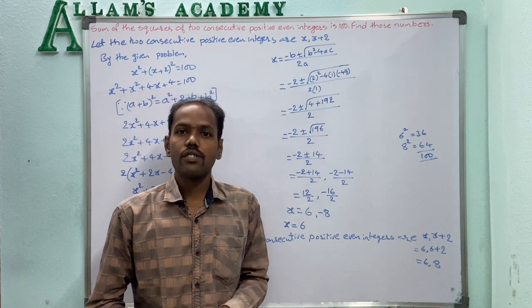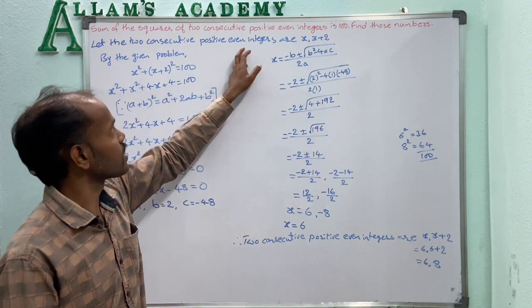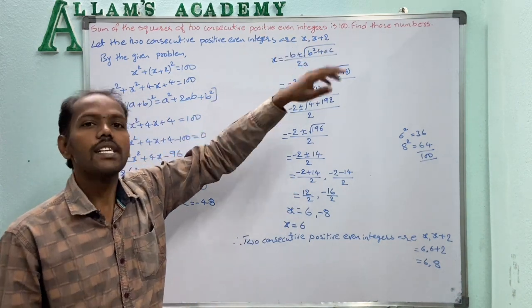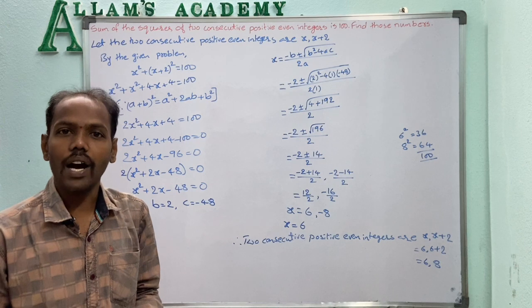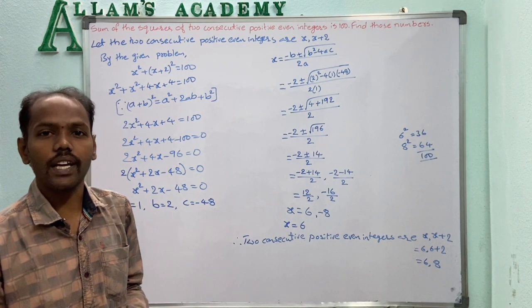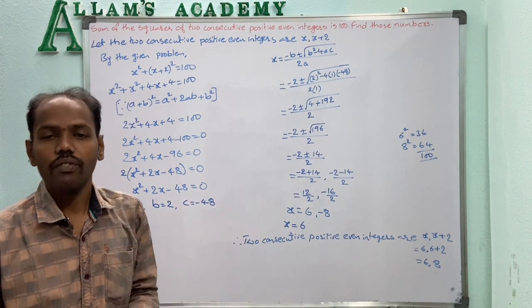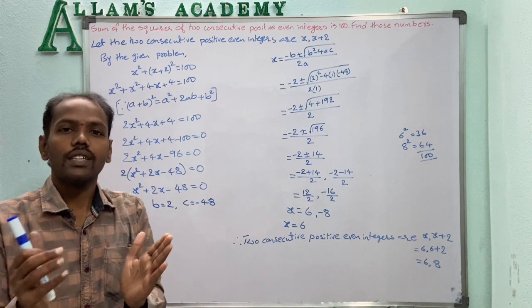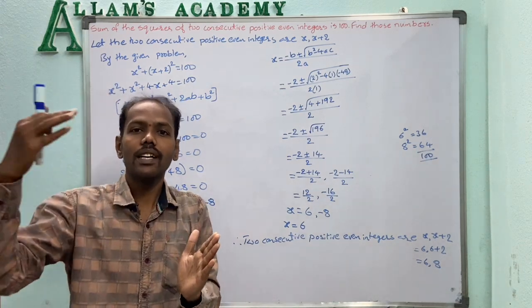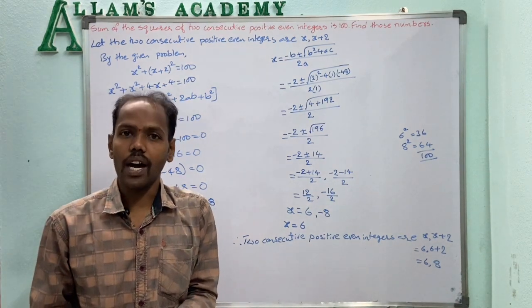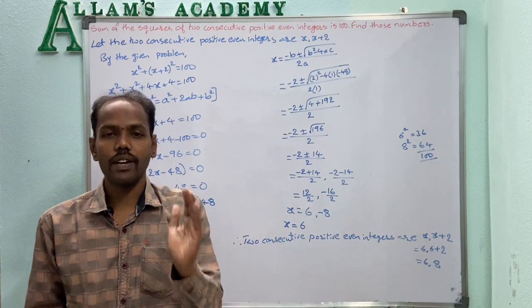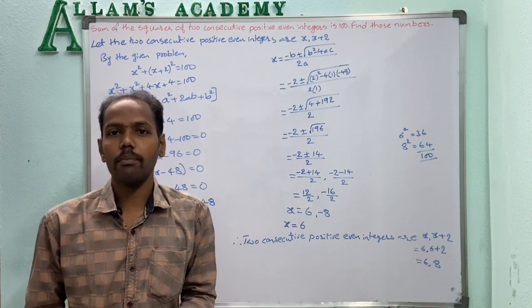Here, consecutive even integers means we take x plus 2. Similarly, consecutive odd integers also we can take as x plus 2. Why? Because when 2 is added to the first number, the next consecutive even or odd number comes.